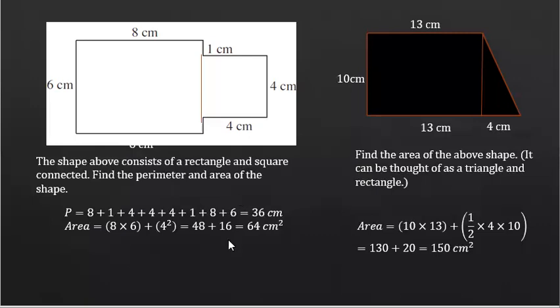Right. Now, you can get the perimeter by adding everything all around, or you could have also gotten the perimeter by dividing this into the rectangle and the square and using the formula there. So it would be 2 multiplied by 8 plus 6, right? Which will give you 2 multiplied by 14, which is 28 for this perimeter on this side here.